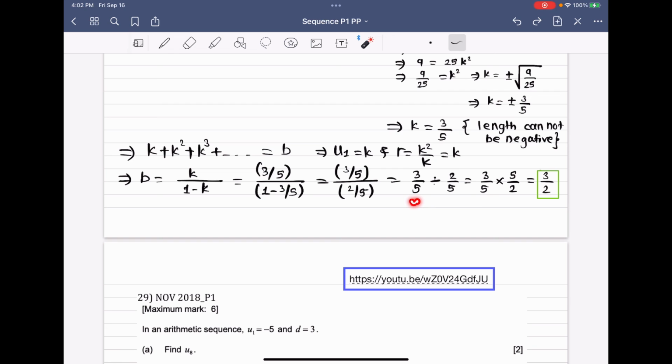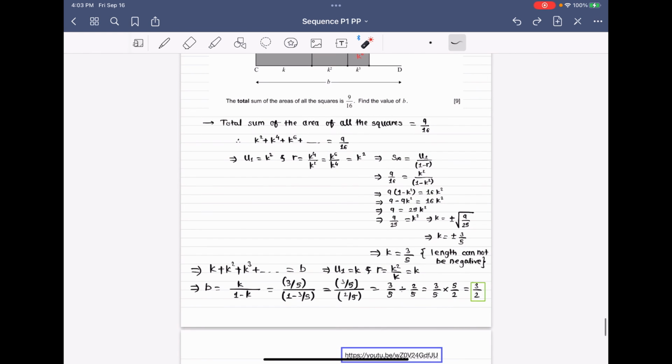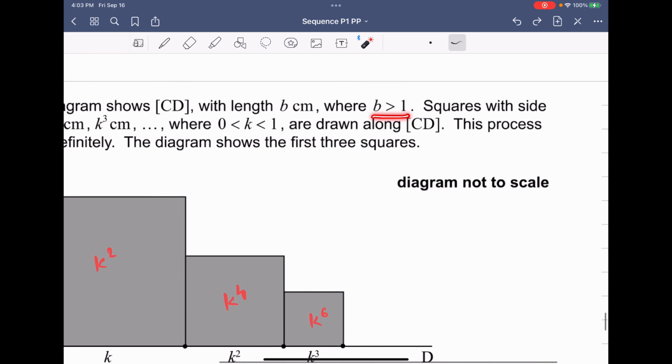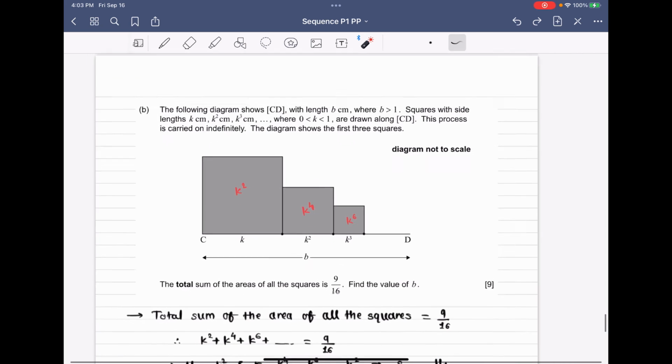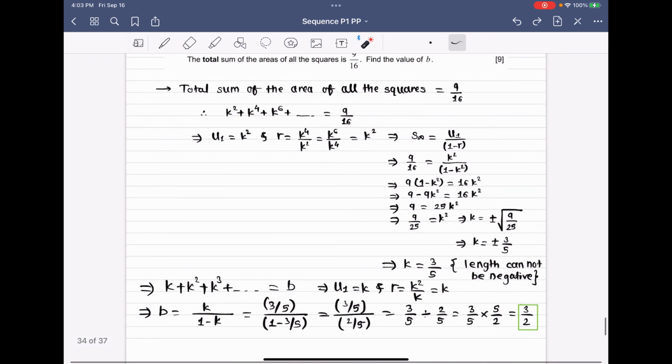The first term will remain as it is. When you convert division into multiplication, 2 by 5 becomes 5 by 2. What you can see, cancellation of 5 and 5. So what is left? 3 by 2. So your b value is 3 by 2. That means the total length between C and D is 3 by 2, which is 1.5. And they said here b has to be greater than 1. So in case your b is not greater than 1, that means you are making some mistake. Thank you.